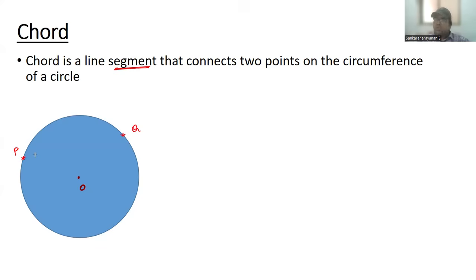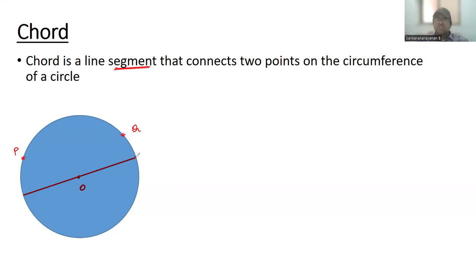And that chord will be the longest chord associated with this circle. As I told you, as you are moving towards the center of the circle, the length of the chord keeps increasing. So finally, we can think about a chord that is passing through the center of the circle. And that chord will have the maximum length. It will be the longest chord. And that chord, we call it the diameter of the circle. And that's what we saw earlier.